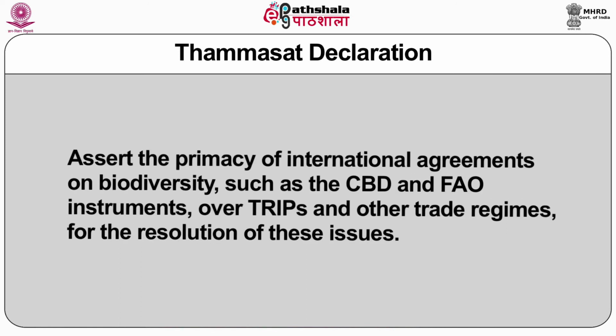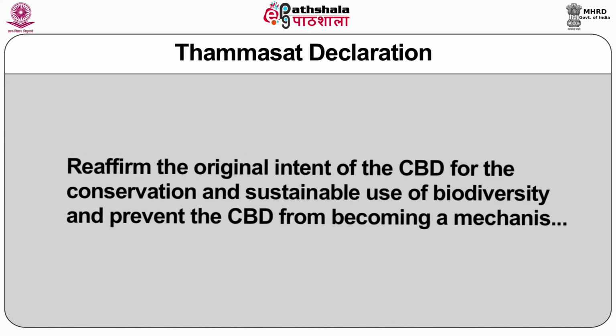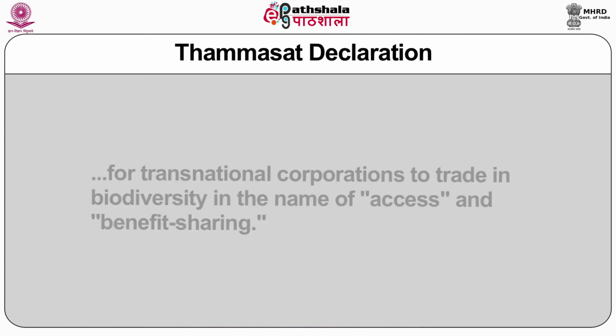Assert the primacy of international agreements on biodiversity such as the Convention on Biodiversity and Food and Agricultural Organization instruments over and above TRIPS and other trade regimes for the resolution of these issues. Reaffirm the original intent of the CBD for the conservation and sustainable use of biodiversity and prevent the CBD from becoming a mechanism for transnational corporations to trade in biodiversity in the name of access and benefit sharing.